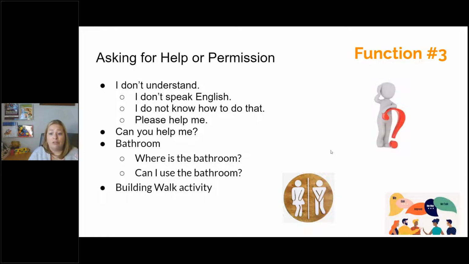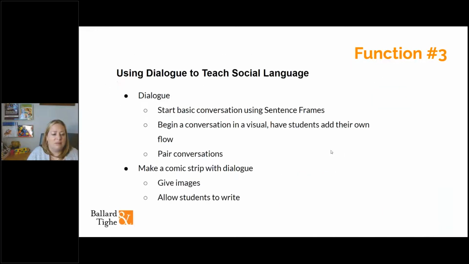You could also teach those structures of walking quietly, standing in a line, little things like that in that building walk activity. Plus, if you run into anybody in the hallway, they can introduce themselves. Hi, my name is Annalise. My teacher is so-and-so. It's a great way just to openly practice.